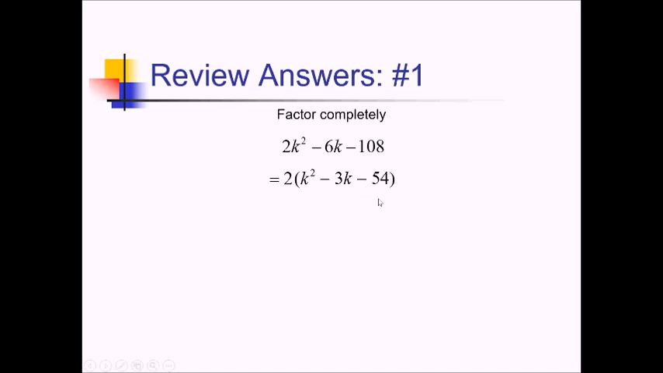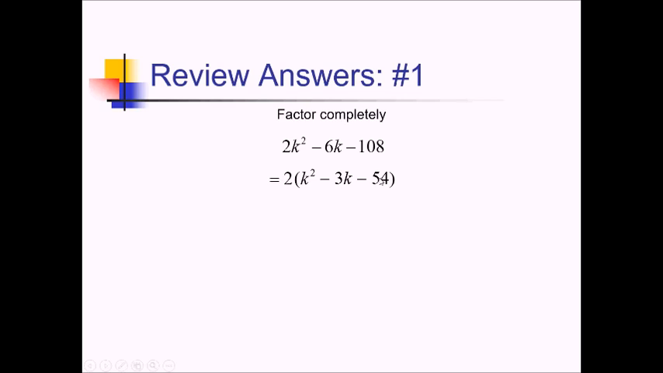Once you've taken out a common factor, you should always check to see if whatever's inside the parentheses can be factored further. Now inside, we have a trinomial with an a value of 1. This is really 1k squared in here. So I can just ask, what are factors of negative 54 that add up to negative 3? Well, let's see here. We have 1 and 54. That's not going to work. 2 and 27 doesn't work.